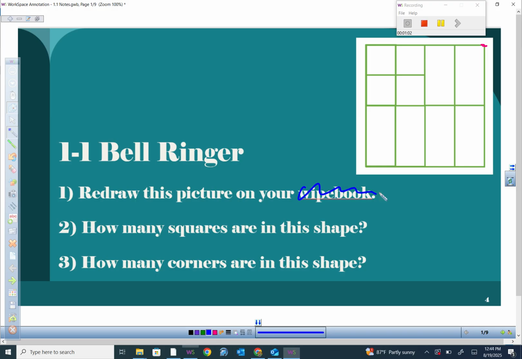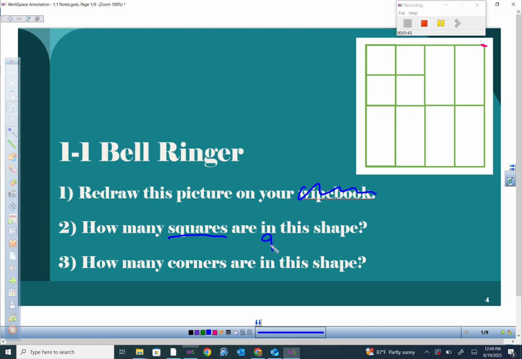Alright, so how many squares are in this shape? Well, let's look at it. Squares are not rectangles. Did we know that? Yeah, squares, all sides have to be the same. So if I'm looking, I have the big square, right? And I have this square, that square, these little baby squares, and then the one whole square. So altogether there are 9 squares.